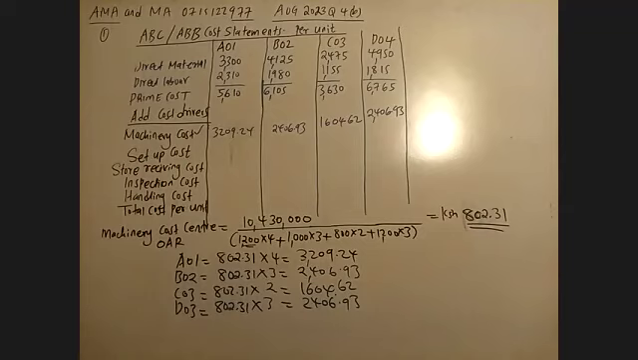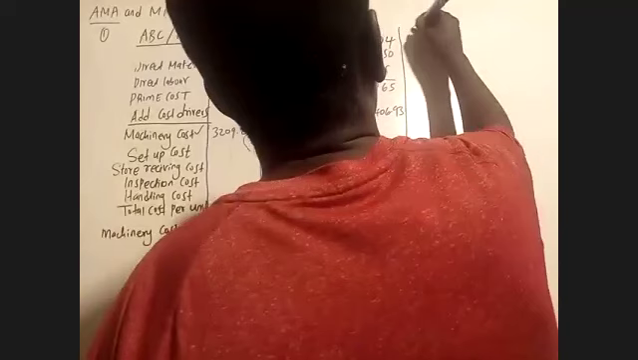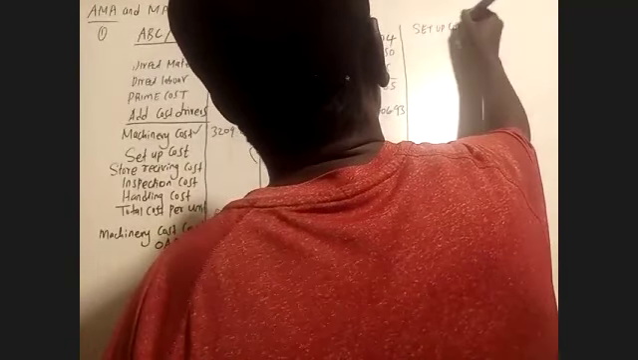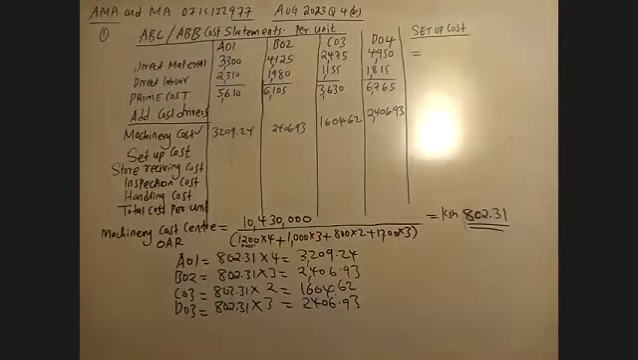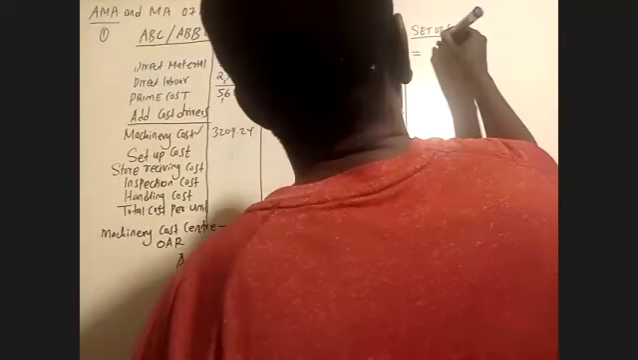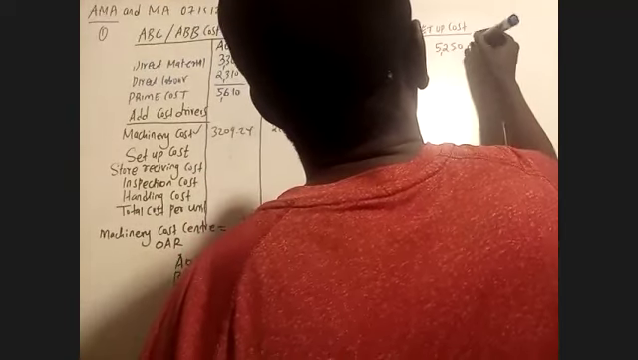The next item, what is it? Setup cost. Let us find the OAR for setup cost. And we know that the cost is 5250,000.